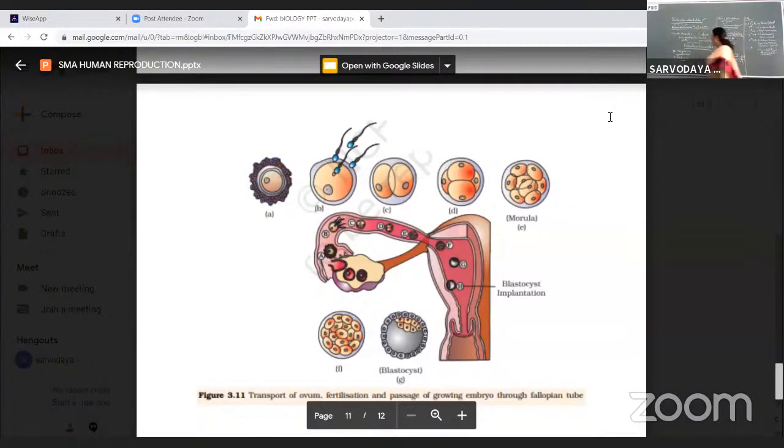And very important, the first milk that is produced is referred to as colostrum. Please remember, after parturition, immediately the mammary gland becomes functional. It starts producing. So the initial 3 days of milk secreted from the mammary gland is referred to as colostrum.